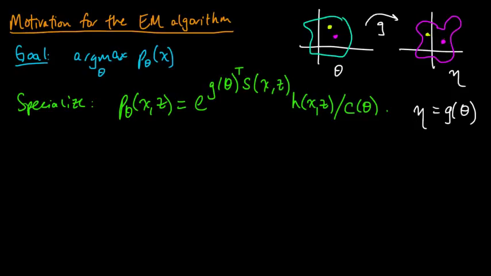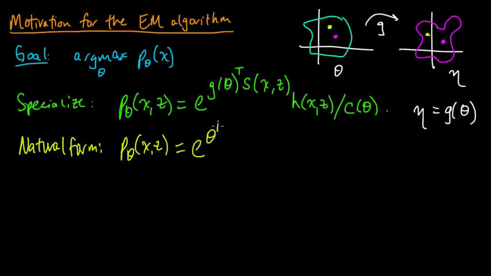I just wanted to explain why it's okay for us to assume that this is in natural form. So we will assume that this exponential family is actually in natural form, meaning that g of theta equals theta. And S of x and z is some vector valued function, and so we have this in natural form.